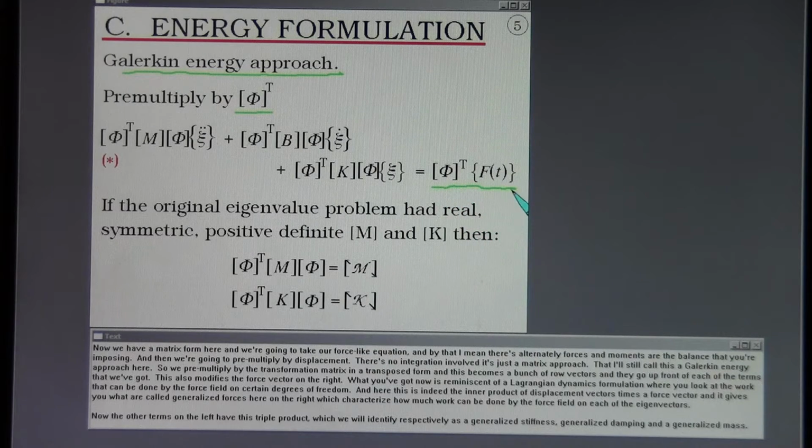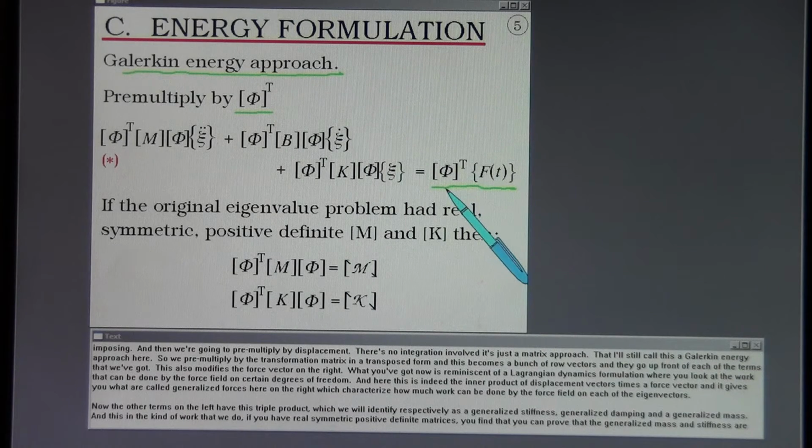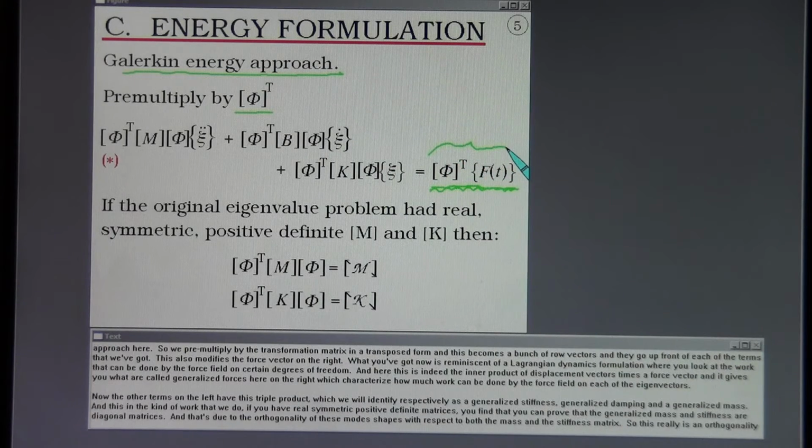What you've got now is reminiscent of a Lagrangian dynamics formulation where you look at the work that can be done by the force field on certain degrees of freedom. And here, this is indeed the inner product of displacement vectors times a force vector, and it gives you what are called generalized forces here on the right, which characterize how much work can be done by the force field on each of the eigenvectors.